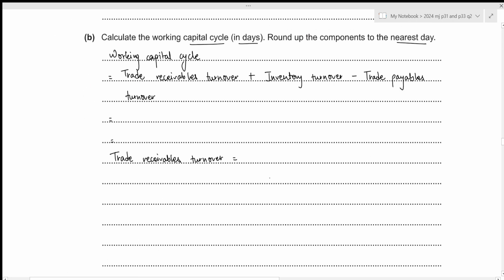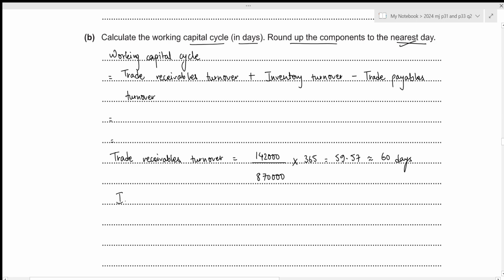Let's write it down. So that is 142,000 for the trade receivables. Then we divide it by 870,000, which is the credit sales. We multiply it by 365. This results in the value of 59.57, and we just need to round it off because we have been told that we need to round up the components to the nearest days. That is just going to be 60 days.